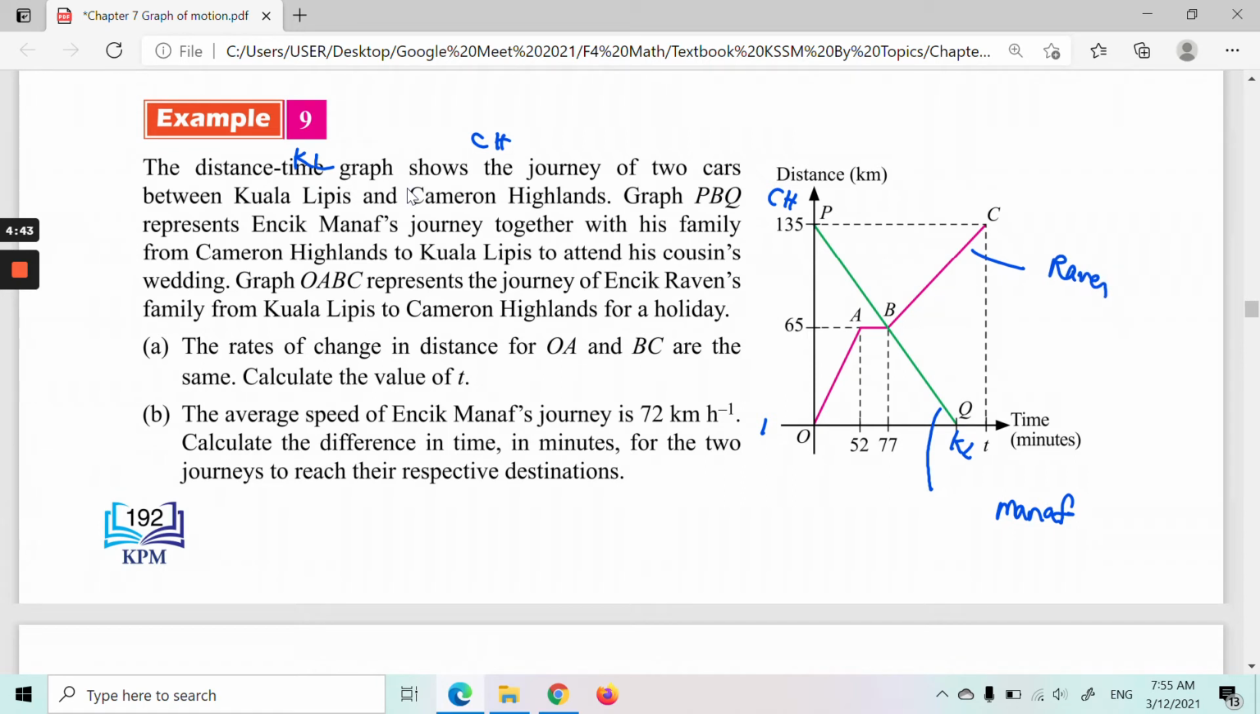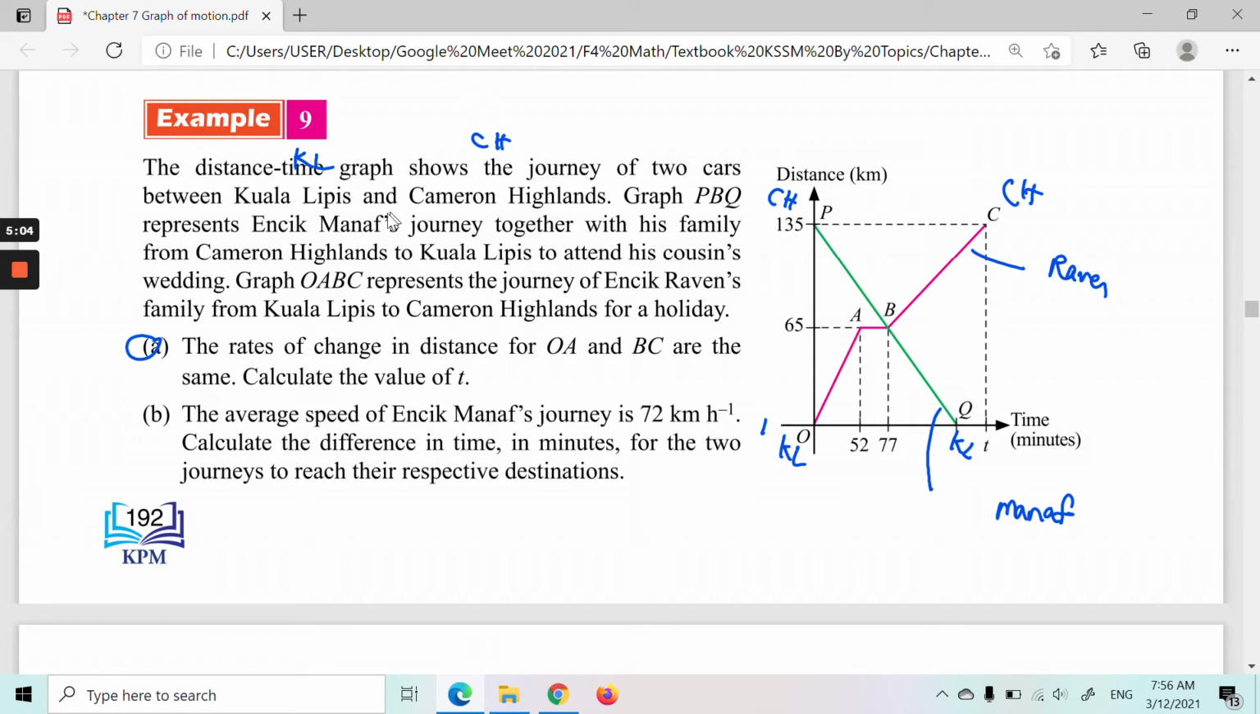Family from Kuala Lipis to Cameron Highland. So this part is Kuala Lipis, this part is Cameron Highland. So remember, from Kuala Lipis to Cameron Highland. So this one is the balik for a holiday. So question A, the rate of change in distance of OA. OA here and BC are the same.